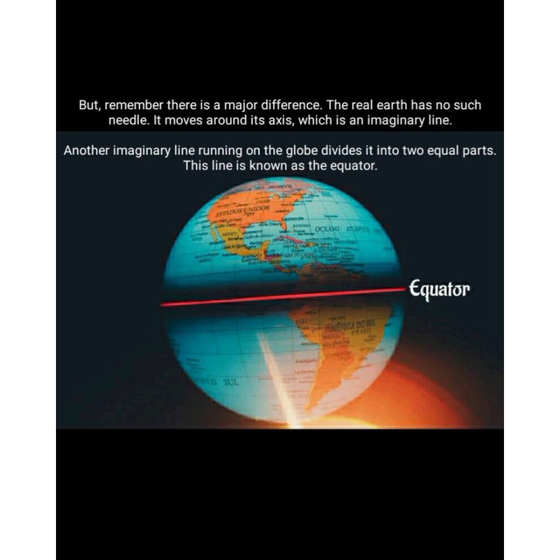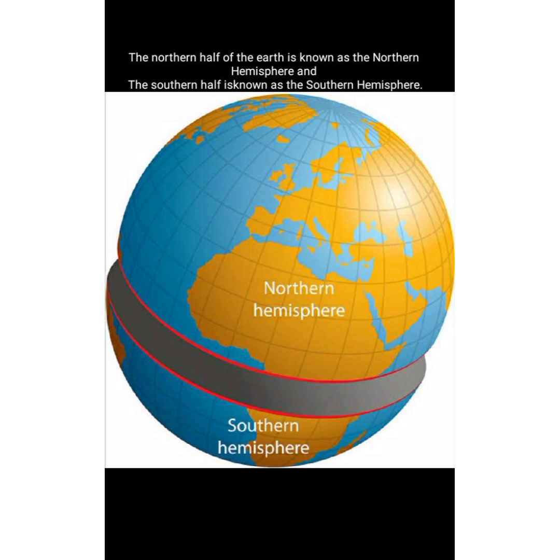There is no needle. And you can see another imaginary line running on the globe that divides it into 2 equal parts. This line is known as the equator. This imaginary line divides the earth into 2 equal halves. So basically, the northern half of the earth will be known as the northern hemisphere, and the southern part of the earth will be known as the southern hemisphere. And they both are equal halves.